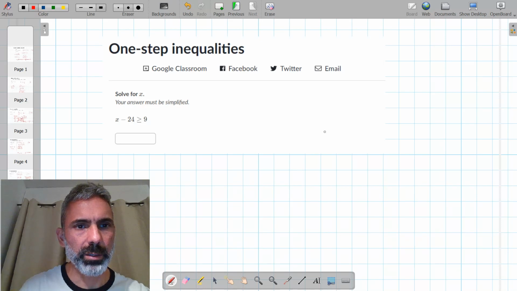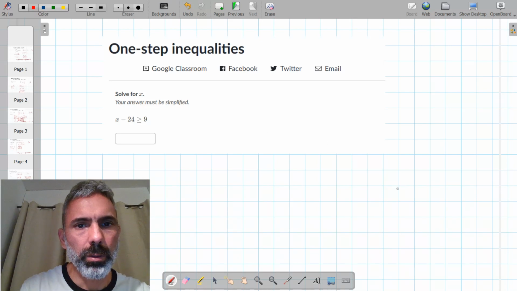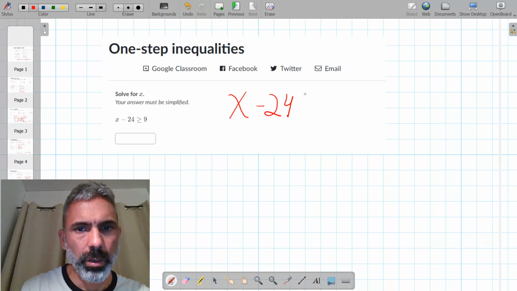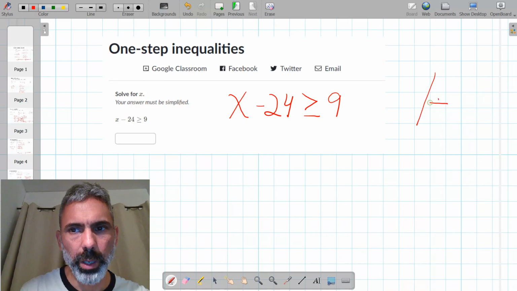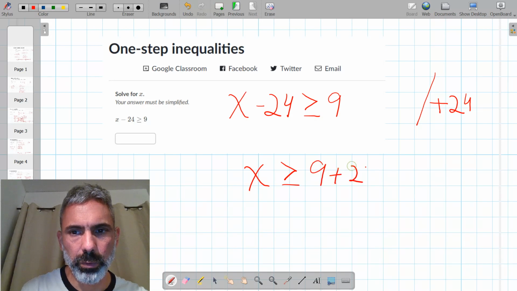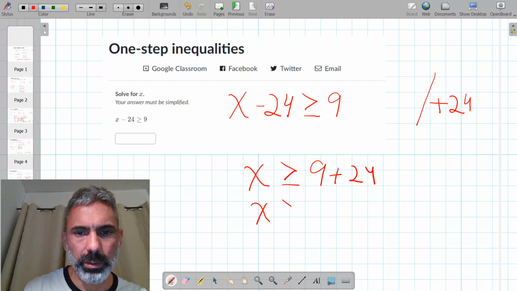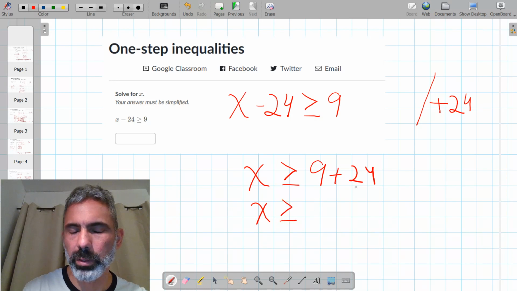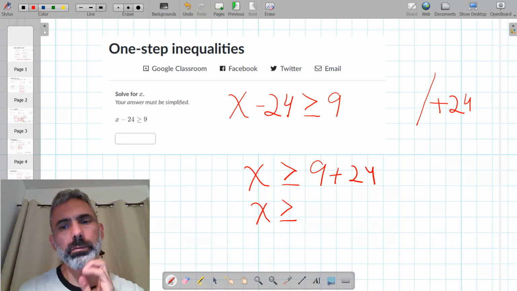Solve for x. Your answer must be simplified. So the inequality says x minus 24 is greater than or equal to 9. So I need to add 24 to both sides of the inequality. So on the left hand side I'm left with x is greater than or equal to 9 plus 24, which is 33.